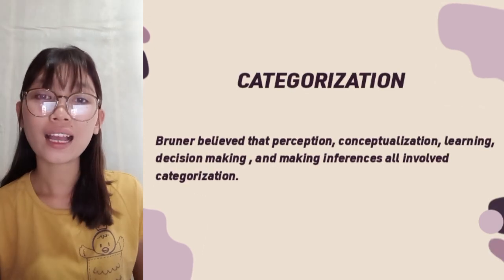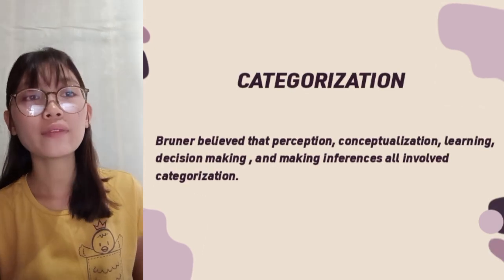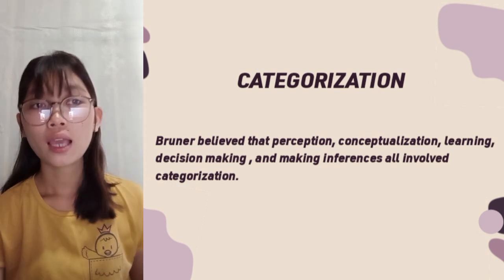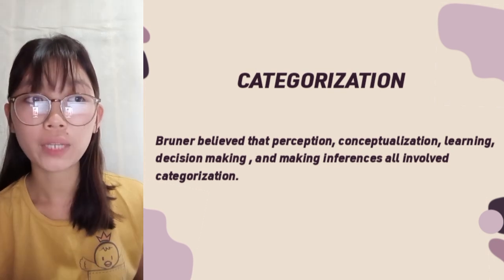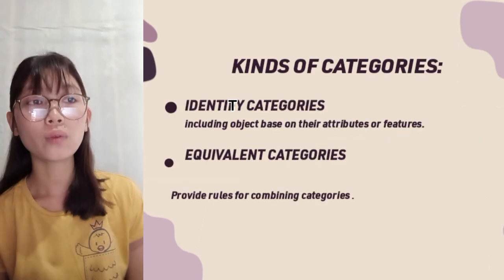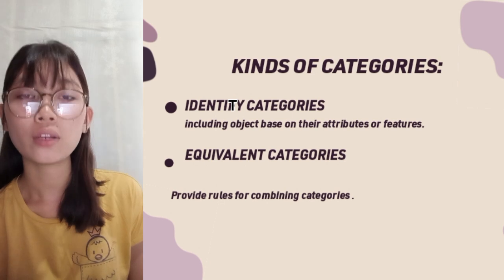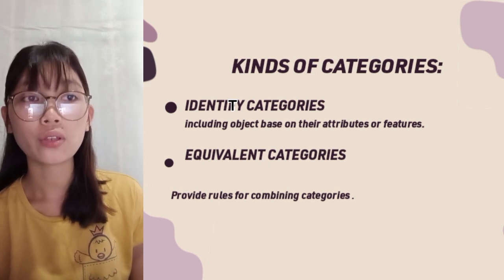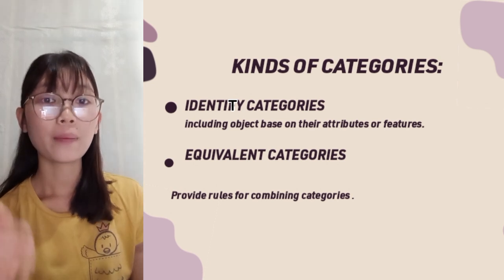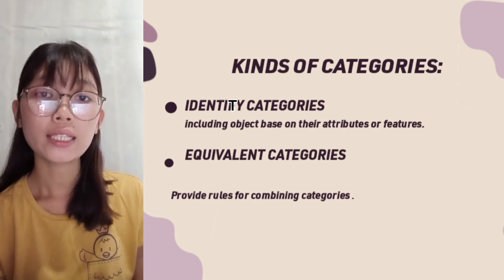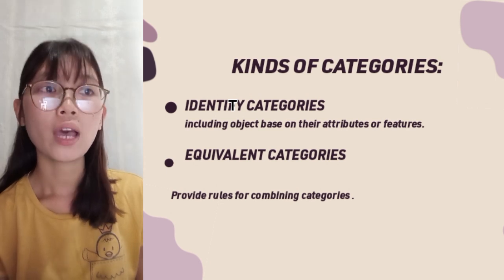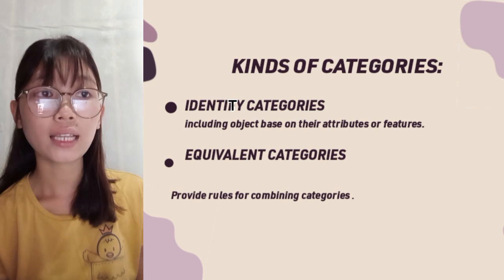The next one is categorization. Bruner believed that perception, conceptualization, learning, decision making, and making inferences all involve categorization. There are three kinds of categorization. The first one is the identity category. It means including objects based on their attributes or features. For example, the pencil has the same color, the same length, and the same purpose. So that is the identity category.